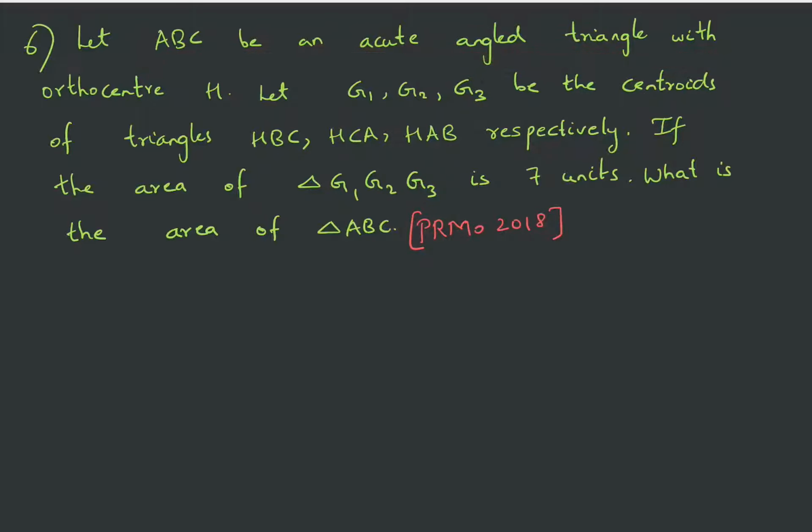Let ABC be an acute angled triangle with orthocenter H. Let G1, G2, G3 be the centroids of the triangles HBC, HCA, HAB respectively. If the area of triangle G1G2G3 is 7, you need to find the area of triangle ABC. Just copy the problem. Now pause the video and give this problem a try for at least 20 minutes.